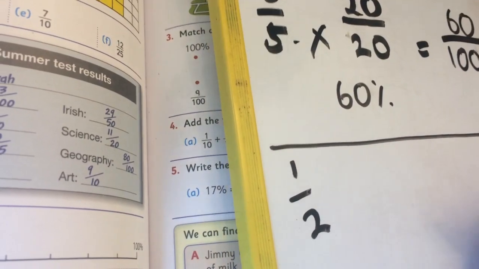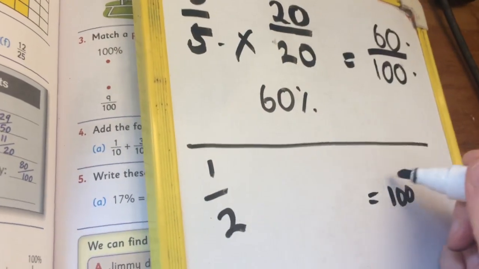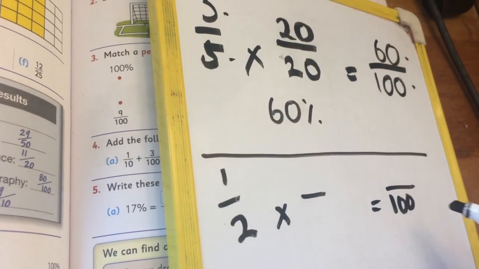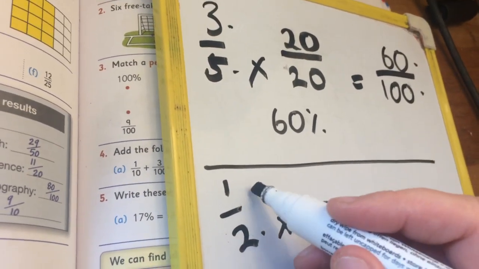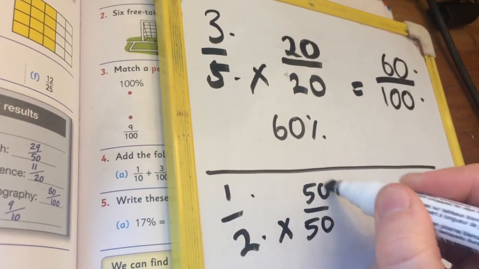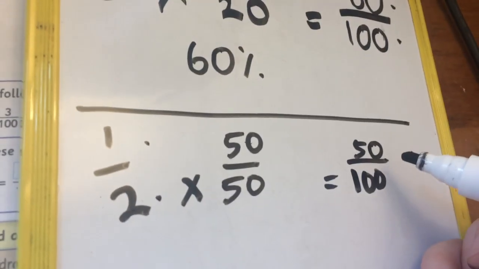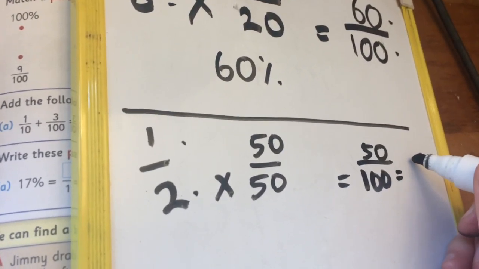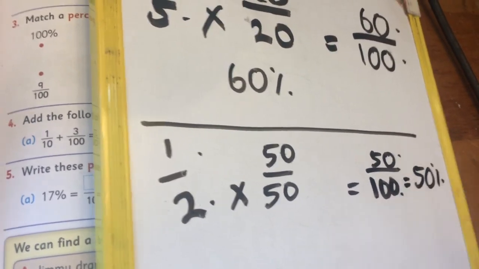Now, what do we do to a half to get it to 100? We have to go all the way over here to 100. What do we do to it to get there? We multiply it by something. So 2 multiplied by something equals 100. 2 multiplied by 50. What we do to the bottom, we must also do to the top. So 1 multiplied by 50 makes 50 out of 100. That as a percentage is 50%. 50 out of 100.